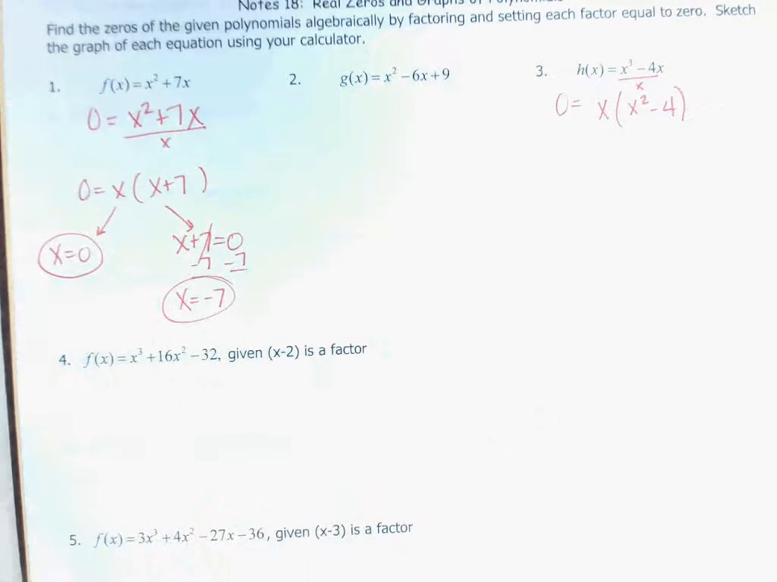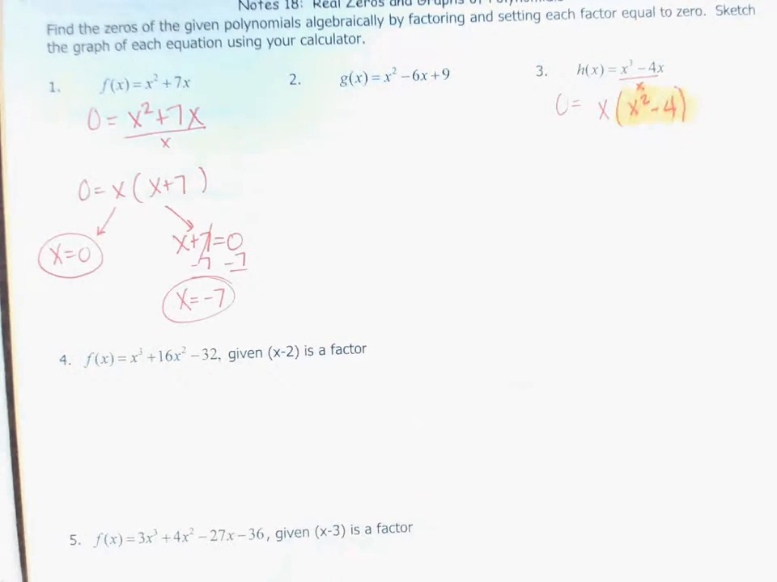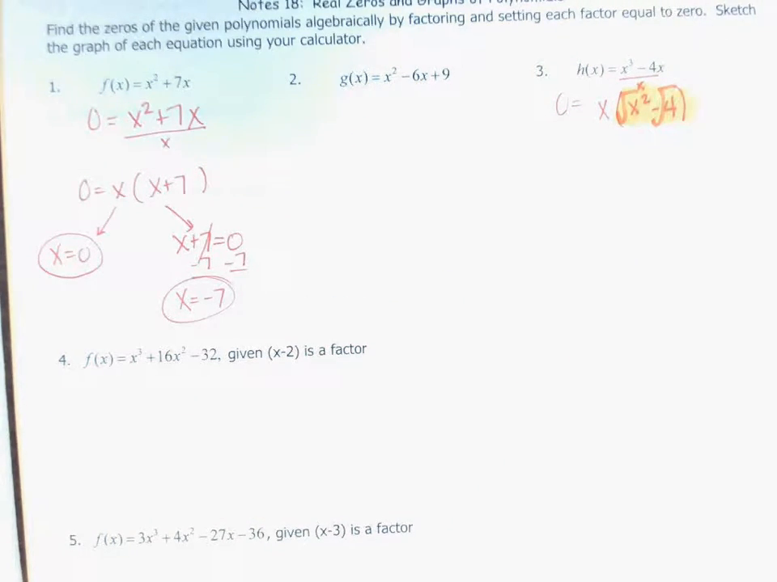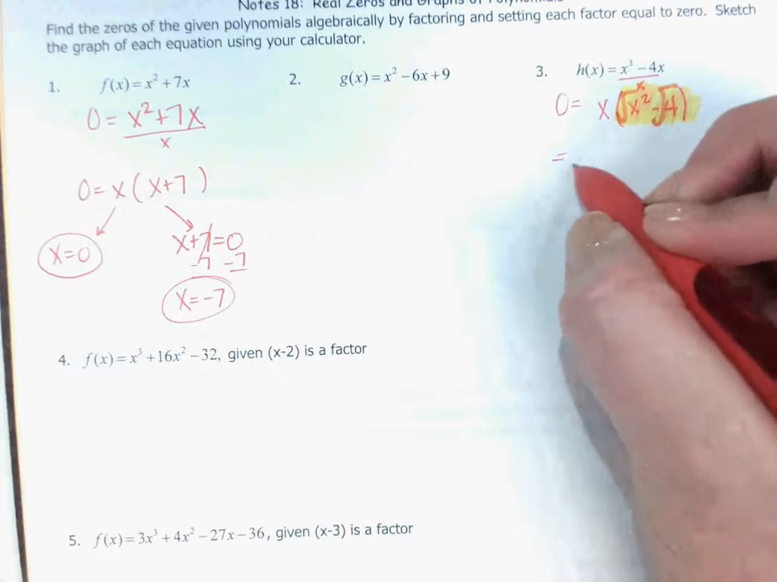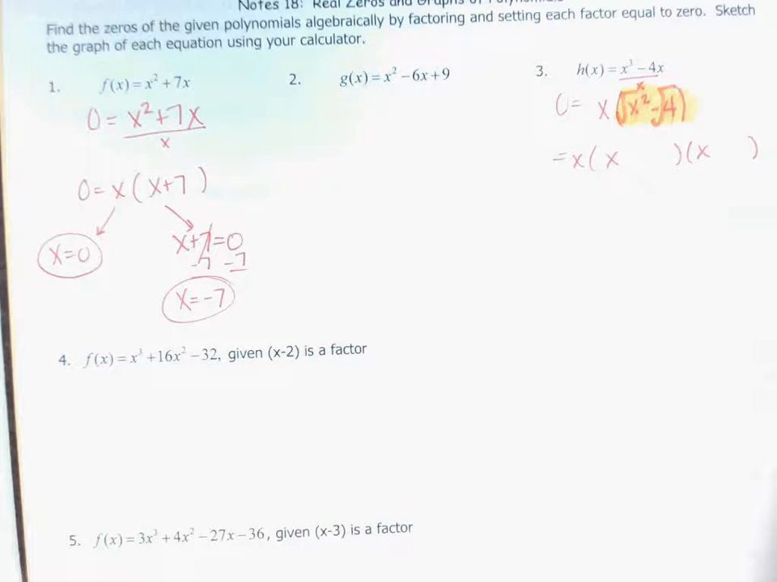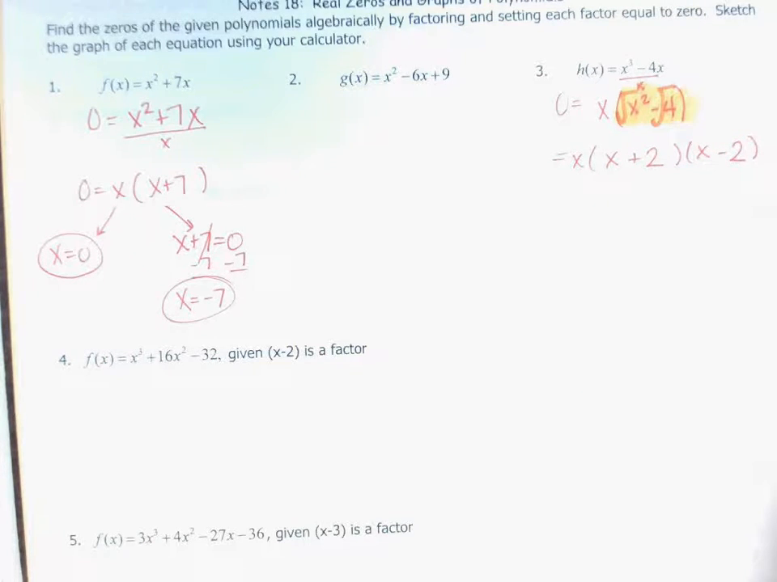Now, that left over is one of your specials. How do you factor x squared minus 4? That's a perfect square, so I can do square root, square root. The square root of x squared is going to be x, and then the square root of 4 is plus or minus 2. So a plus 2 in one, a minus 2 in the other.